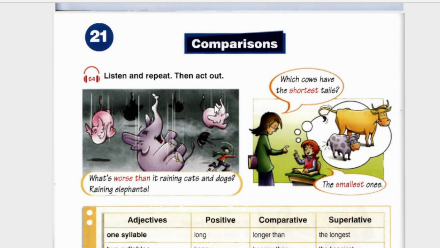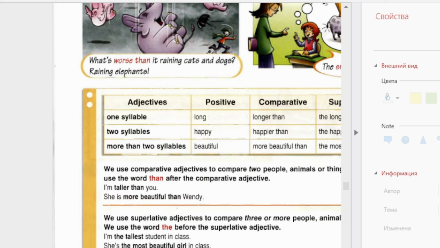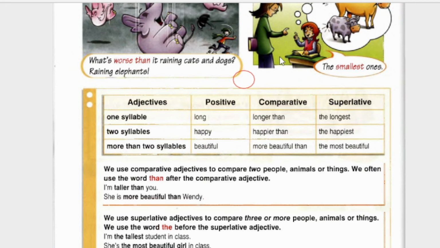So in comparisons, we have two forms of the comparisons. The first one is comparative, and the second one is superlative. So in comparative, we have just two objects. For example, this is the first object, and this one is the second object. So we have two objects. So if we compare them, we will say that this circle is smaller than this circle.